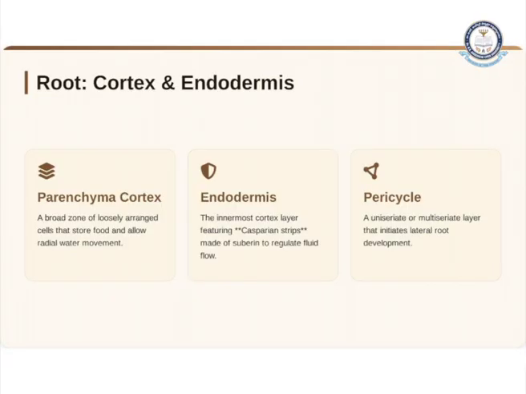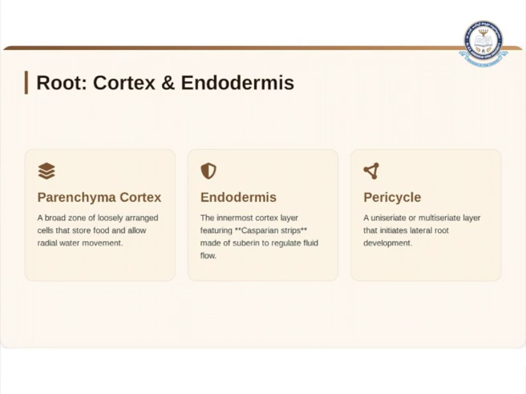That means the transportation of the water molecules from the outside to the inside of the root is regulated because of the presence of the suberin. That means because of the presence of the Casparian strips. This is made up of suberin.